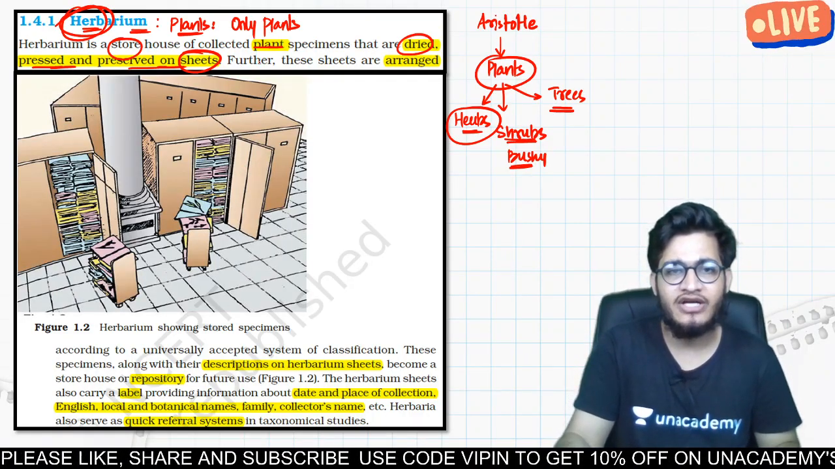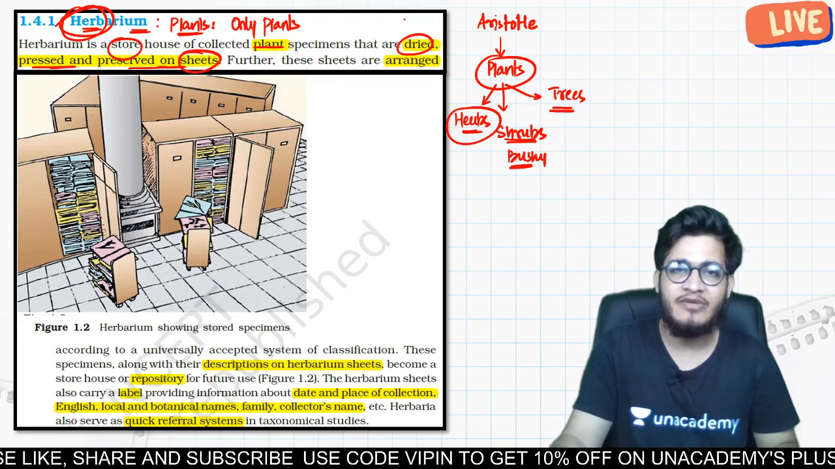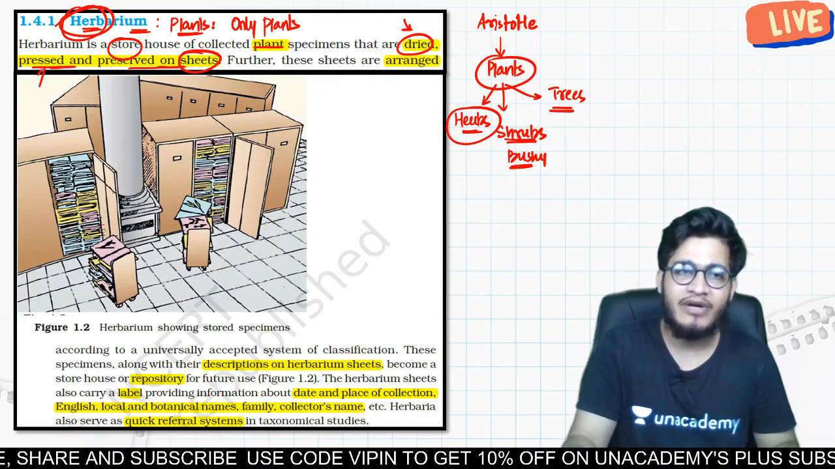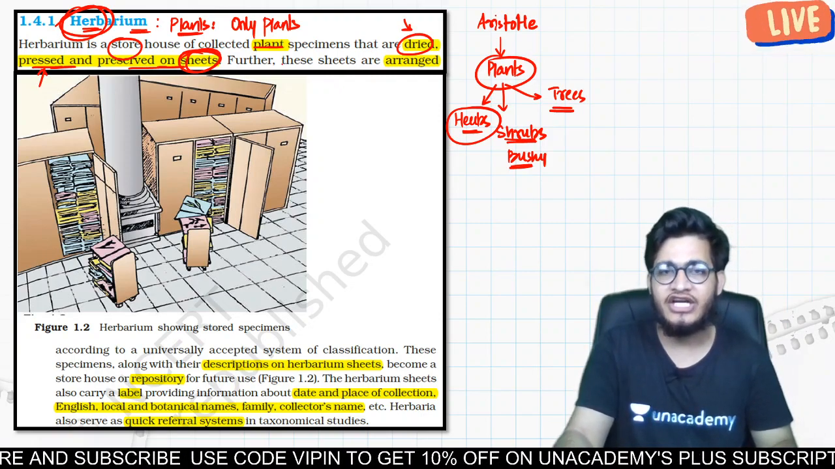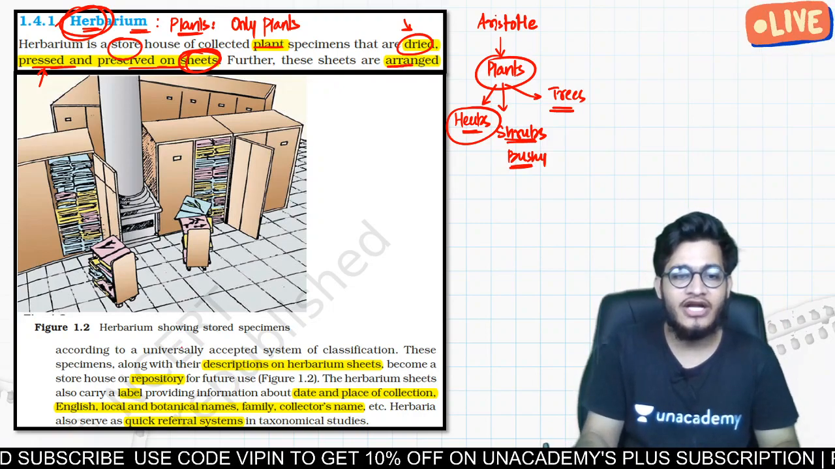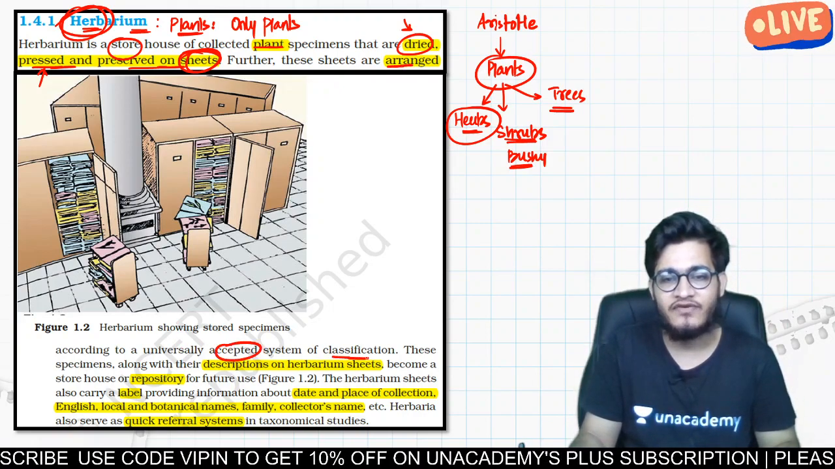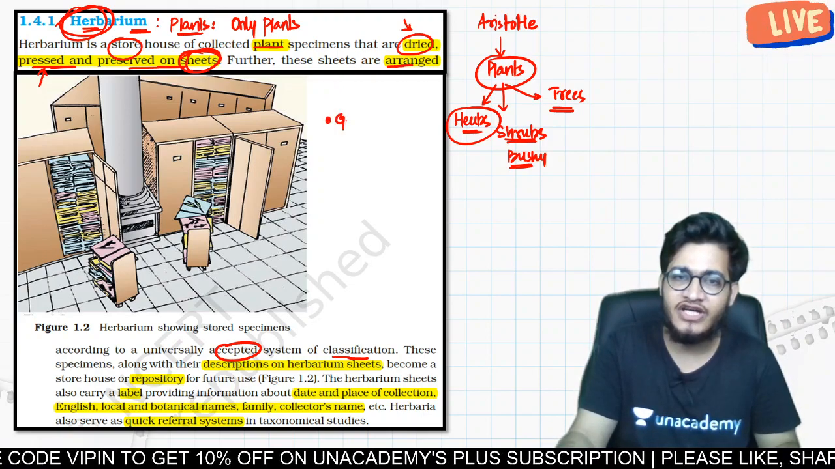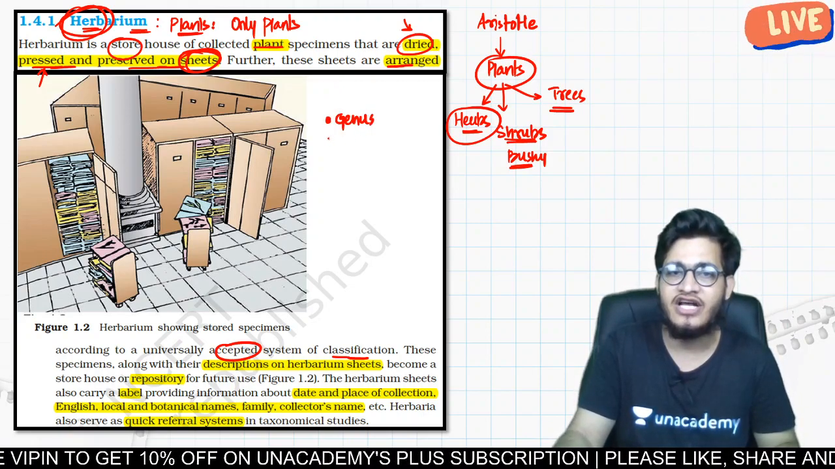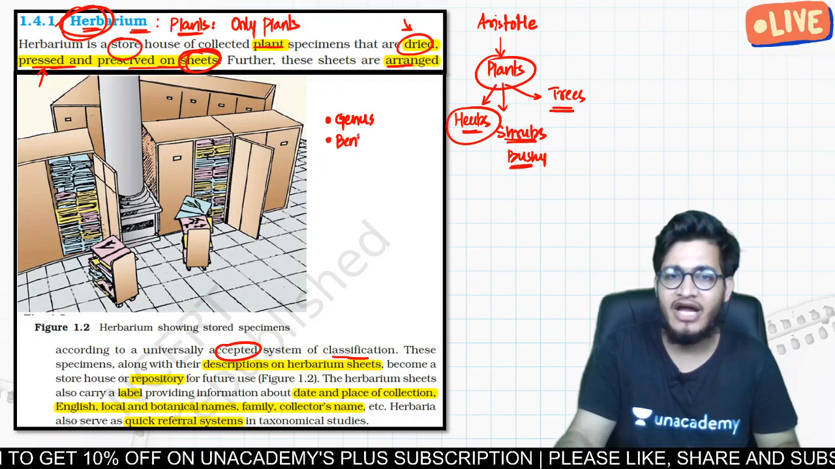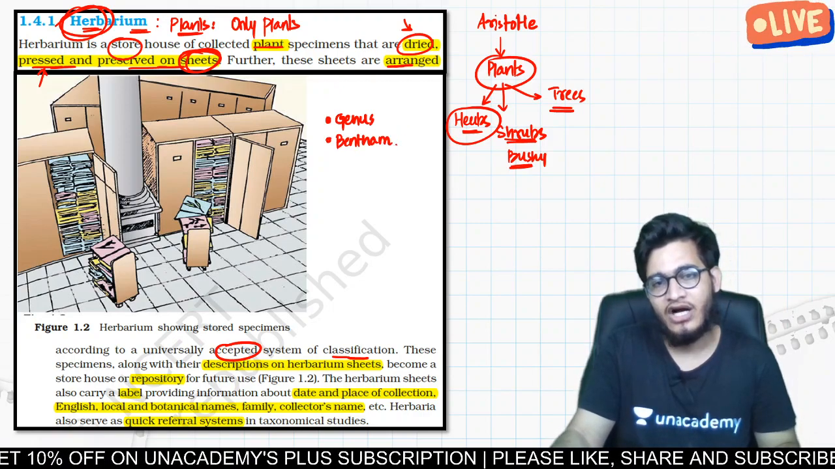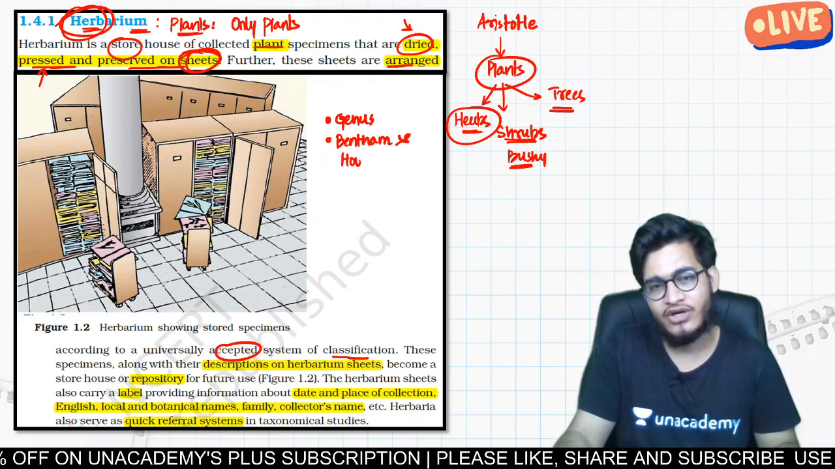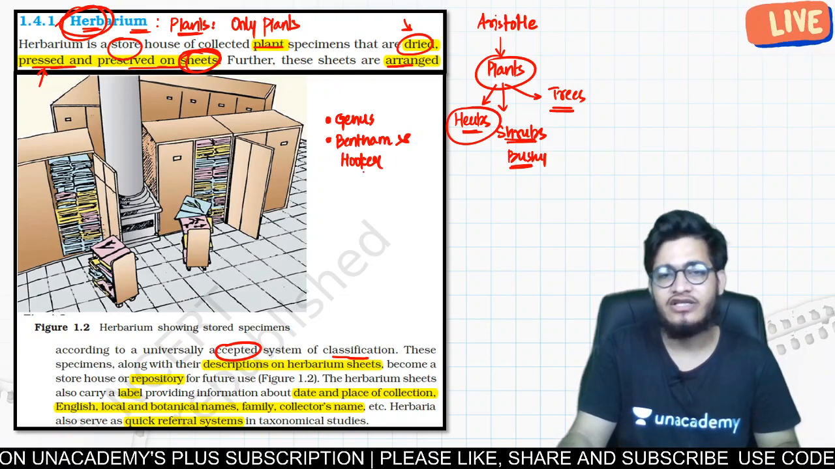What happens over here is you have taken a specimen, after that you have dried it, you have pressed it and you have preserved it on sheets which are arranged according to a universally accepted system of classification. So they are arranged on the basis of their genus or genera according to the Bentham and Hooker classification system.